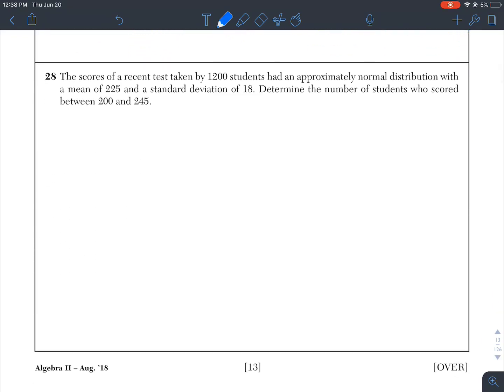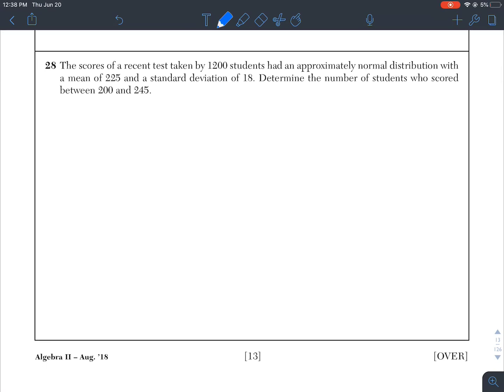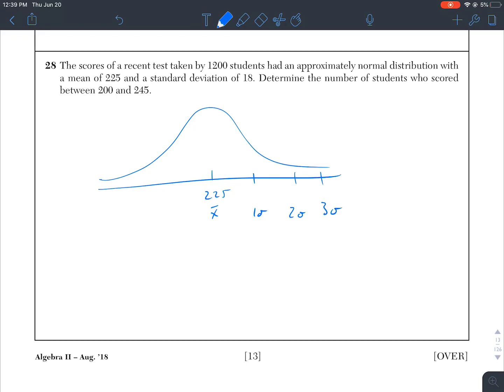The scores of a recent test taken by 1,200 students has an approximately normal distribution with a mean of 225 and a standard deviation of 18. So then we can fill in the values.